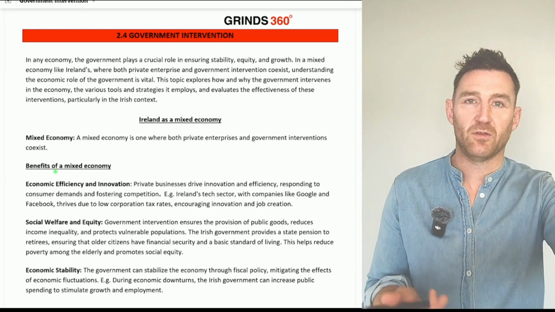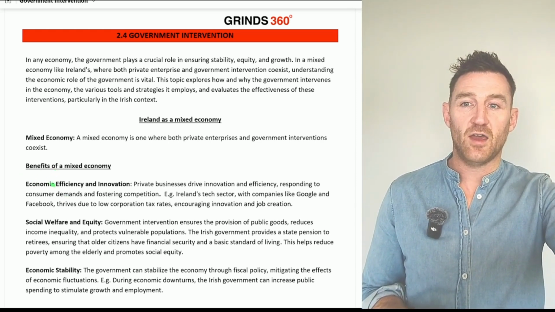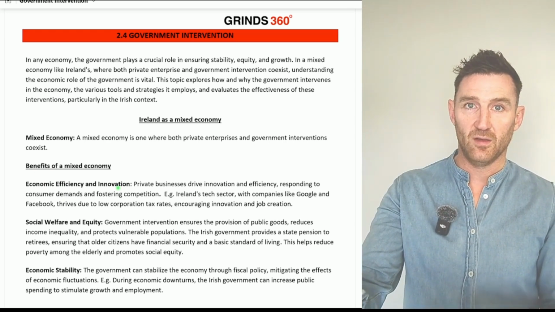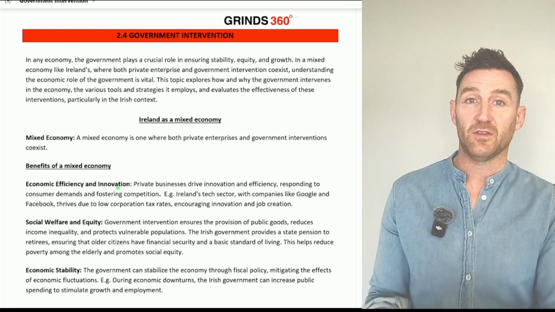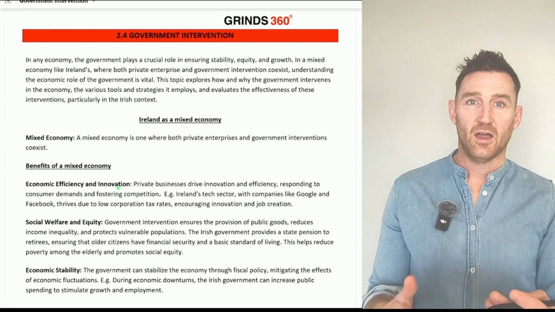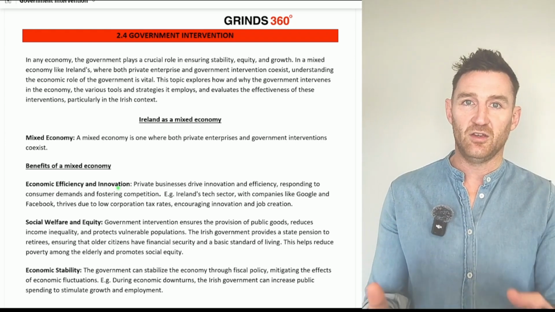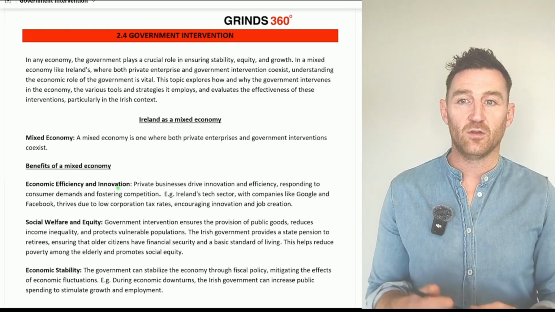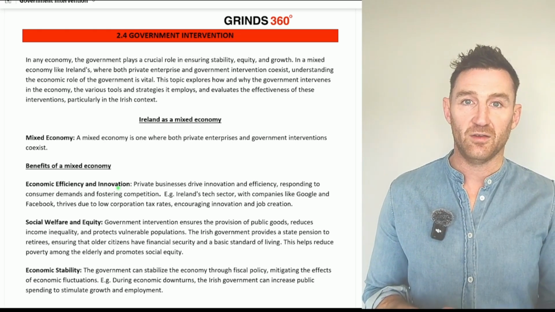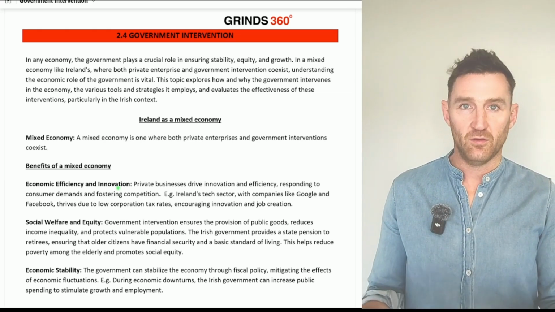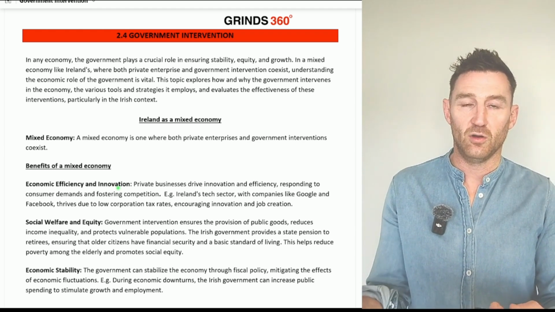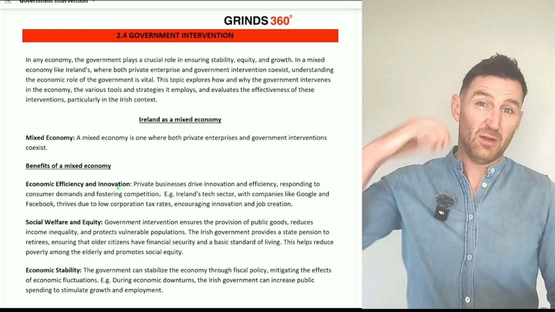But anyway, the benefits of a mixed system are that you've got greater economic efficiency and innovation. This is coming from the private company side of things. Private businesses out to make a profit are competing with each other, and to win business, they need to be innovative and they need to be efficient. And we benefit from that. We're getting the goods and services that we demand. So that's a big benefit of this system, that we have private businesses who are competing. That's really from the private side.